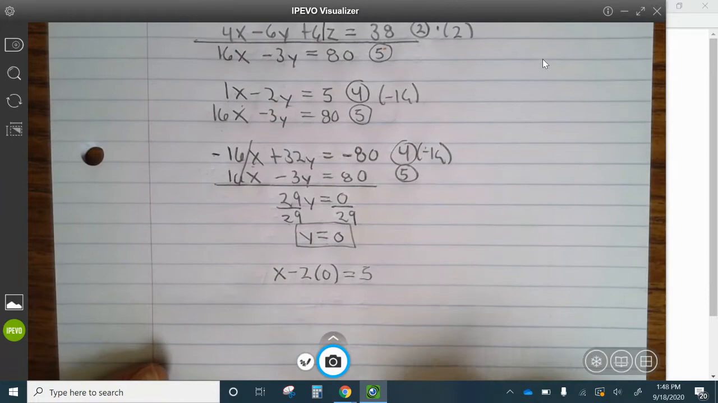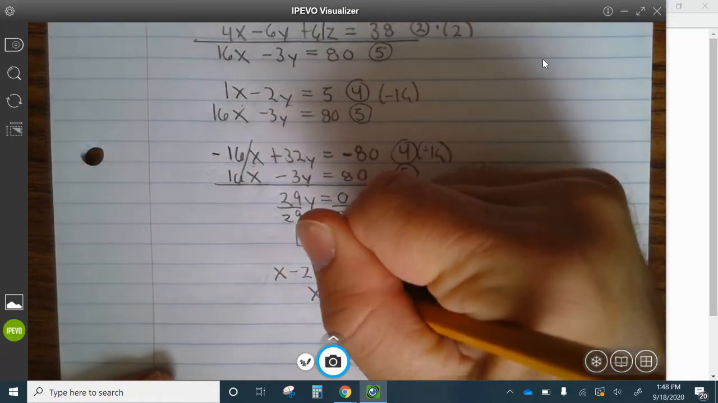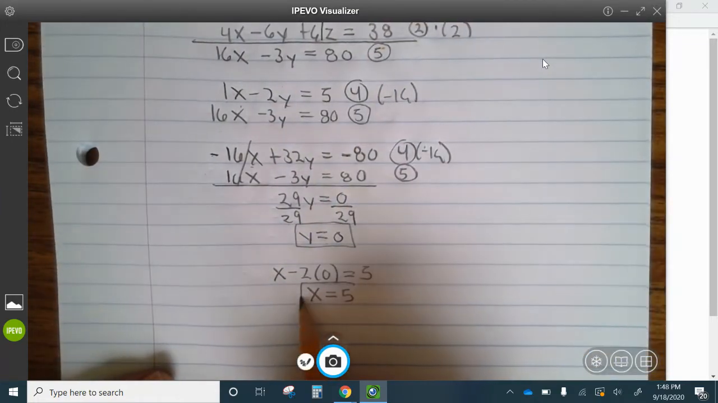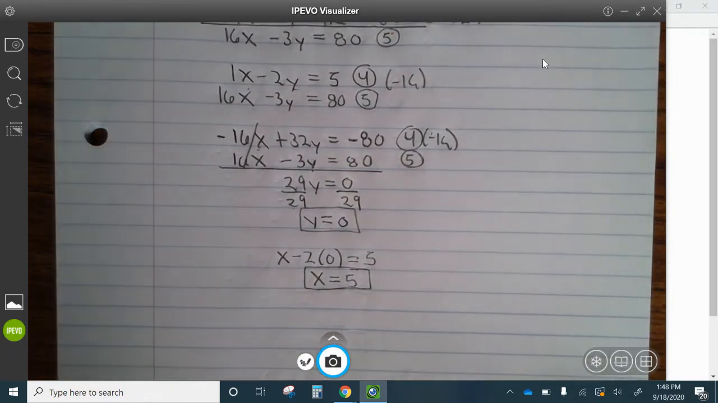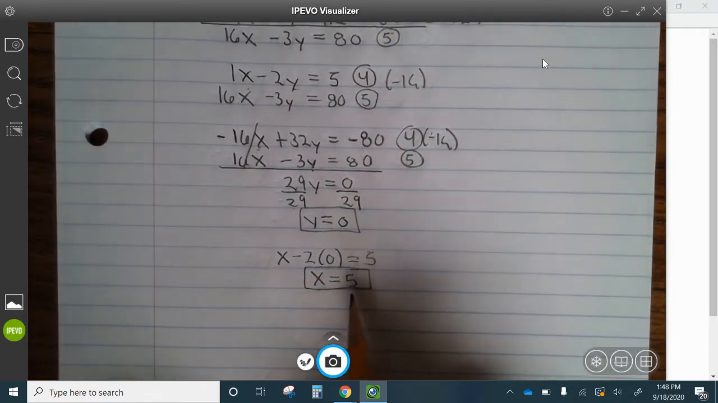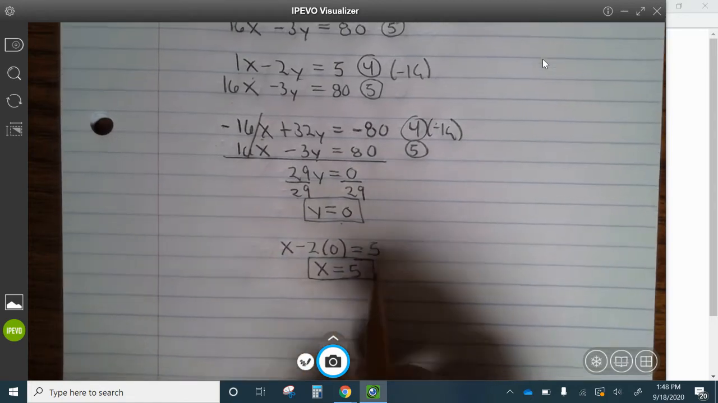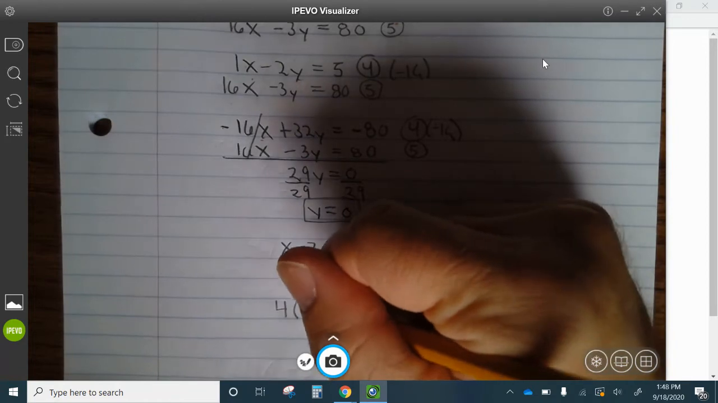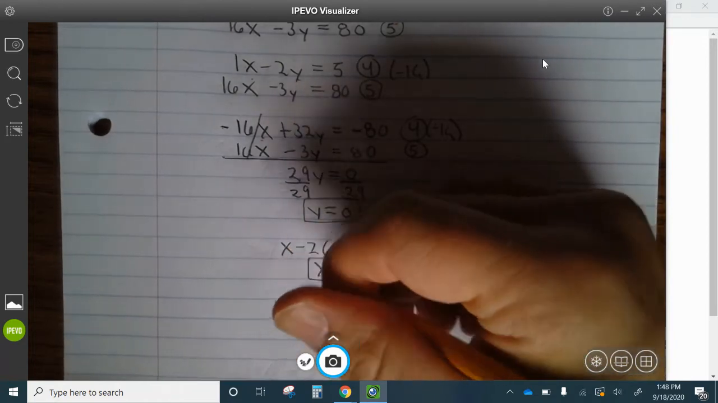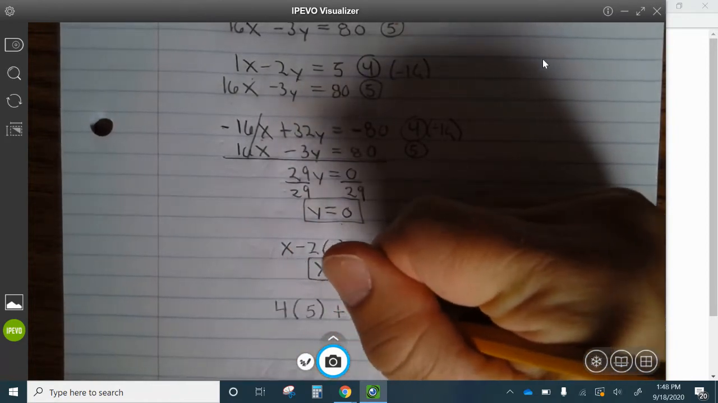So then we're going to plug in x and y into equation 1 to solve for z. So that's 4 times x, which is 5, plus y, which is 0, minus 2z equals 14. So then that's 20 plus 0 minus 2z equals 14.